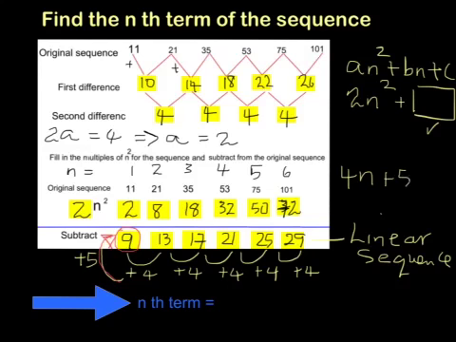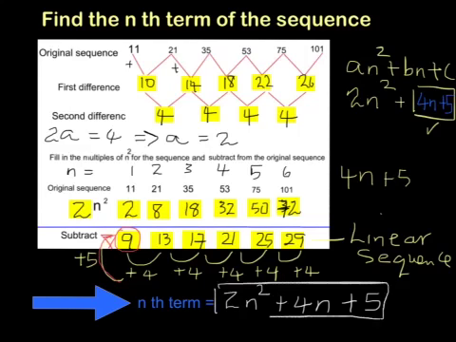So the nth term of the quadratic sequence would be 2n squared plus 4n plus 5. So really, the nth term of the sequence is 2n squared plus 4n plus 5. And that's the nth term. That's how we find the nth term of the quadratic sequence.